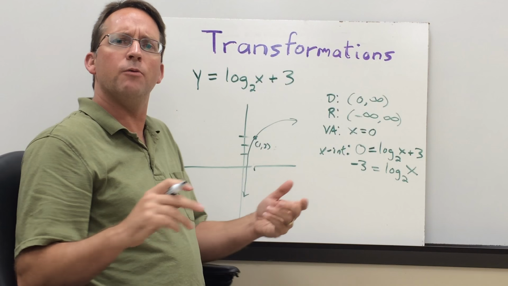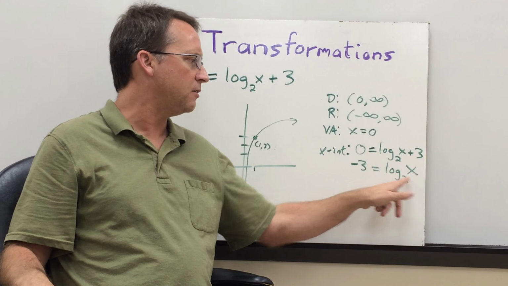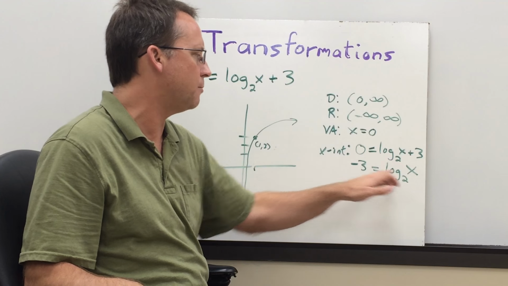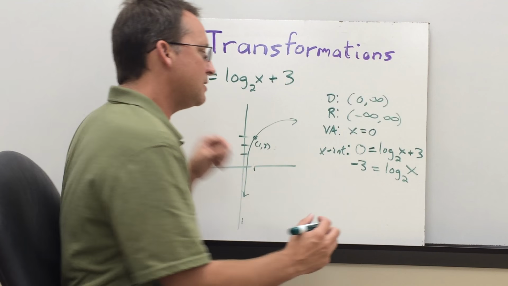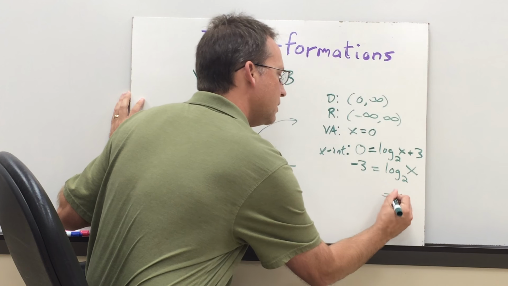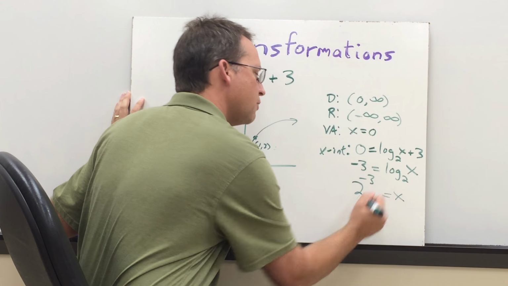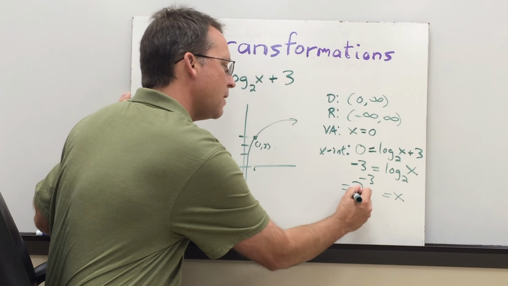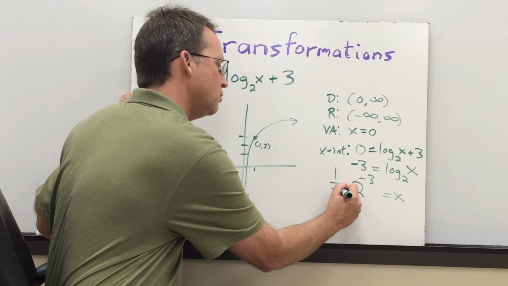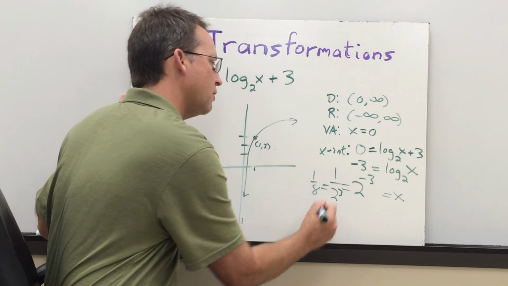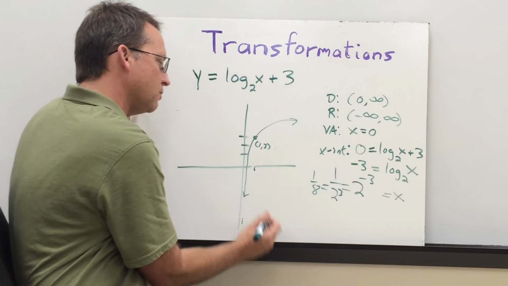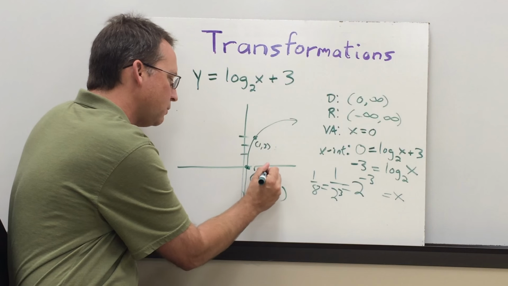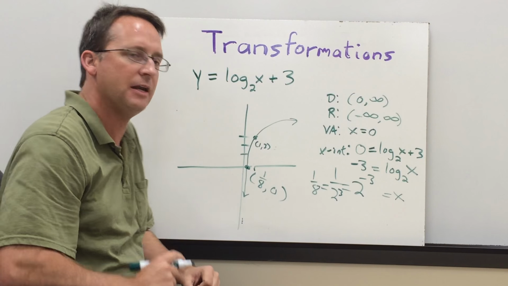All right, and now go back and think about how we evaluated log functions. Well, we've got log base 2 of some number equals -3. Remember, that's like saying the x value is 2 to the negative 3 power, the base raised to this power. 2 to the negative third power is 1 over 2 to the third power, which is 1 over 8. So the x-intercept here, the place where y equals 0, x equals 1/8.